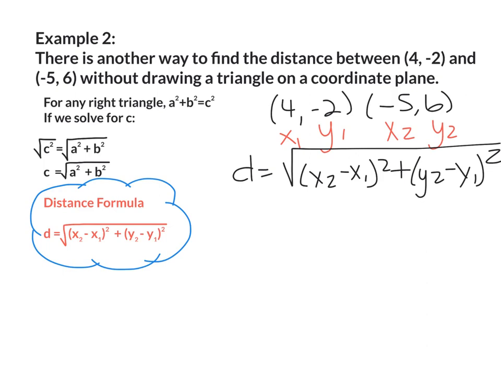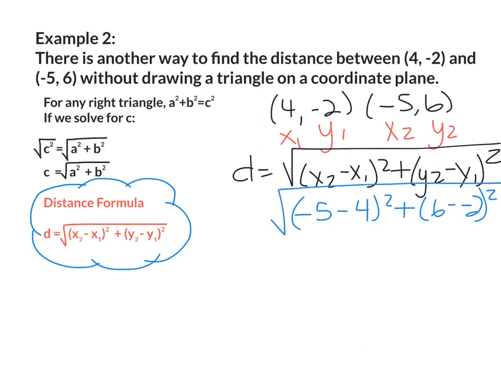So I have x sub 2, which is negative 5, minus x sub 1, which is 4, squared. Then I'm going to add y sub 2, which is 6, minus y sub 1, which is negative 2, squared. That's all under the square root. So negative 5 minus 4 is going to be negative 9 squared, plus I have a negative, and a negative times a negative gives me a positive. So 6 plus 2 is going to give me 8 squared. That's all under the square root.